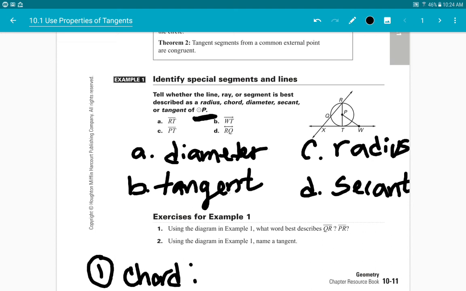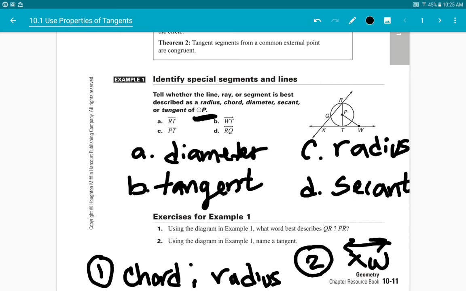The second part of the question is what is segment PR? Segment PR is a radius, because it goes from the center to any point on the circle. Part 2 says using the diagram in example 1, name a tangent. The tangent is going to be line XW, one that we haven't named before. XW would be considered a tangent. All right, so that works out.